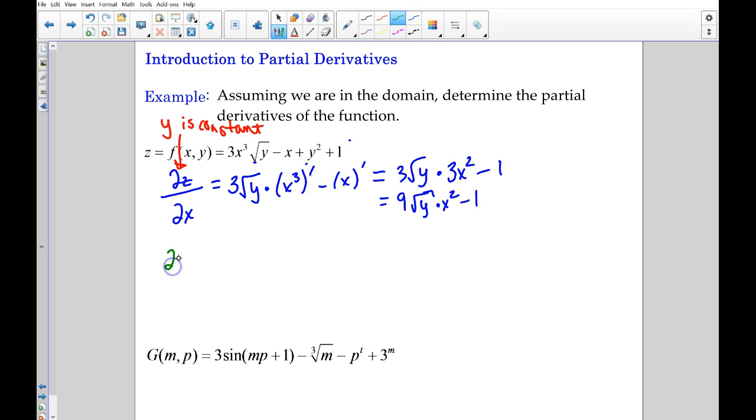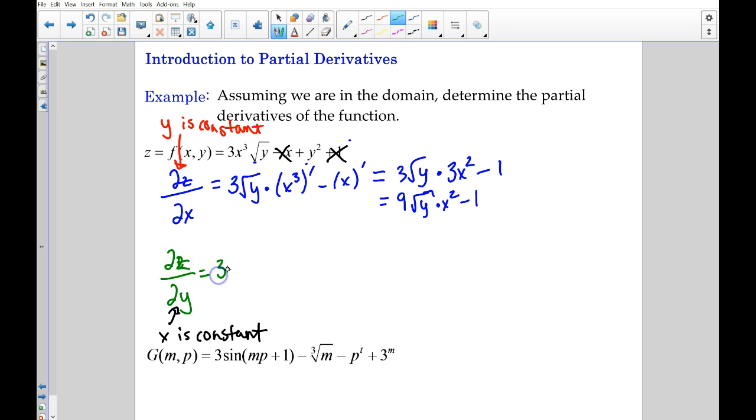Okay, and so I found one partial derivative. I also need to find del z, del y. Now this is the rate of change in z with respect to y, and here x is constant. So that means anything that has only x is going to drop off. So minus x, that's going to go to 0 because x is a constant, and the 1 is still going to drop off.